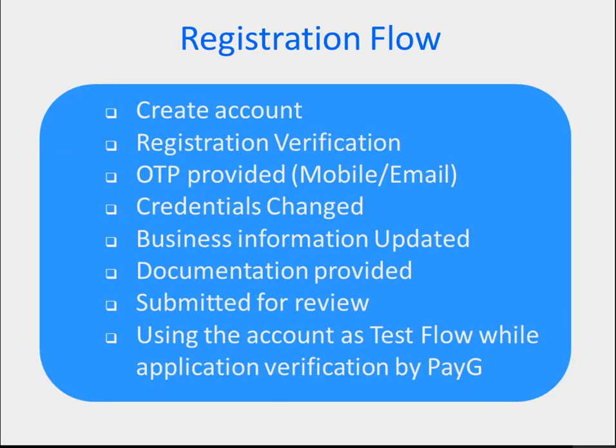This is the registration flow for creating a merchant account. First, you need to create the account. Next is registration verification, with an OTP provided on your mobile or in email. Next is credentials change. Another one is business information update. Next is documentation provided. Next, submitted for review. And the last is you can use the account as a test flow while the application verification is done by PG.